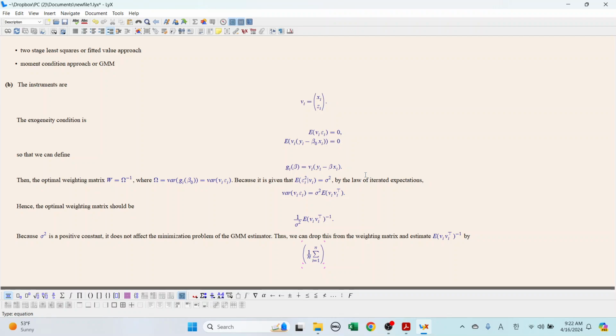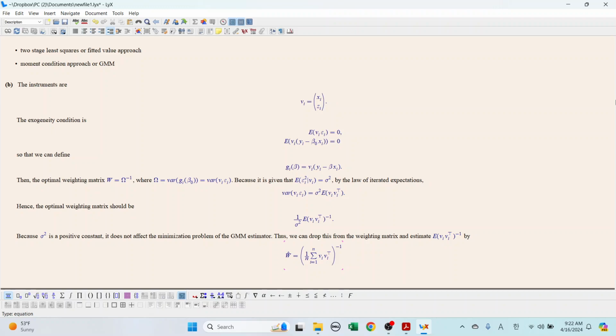The expectation of V V prime will be estimated by the sample average of V V prime, and then of course the inverse should be taken here. This would be our weighting matrix we are going to use.